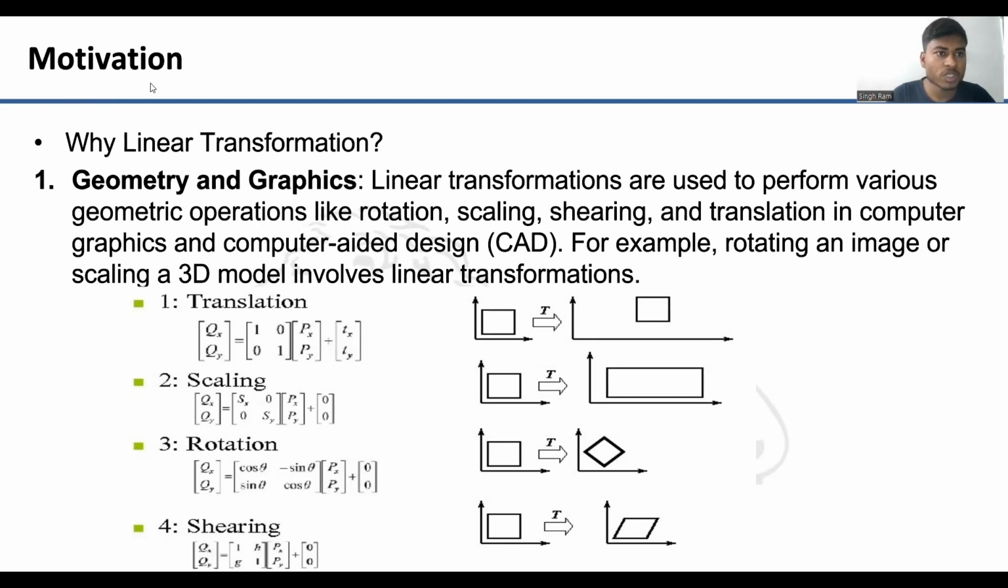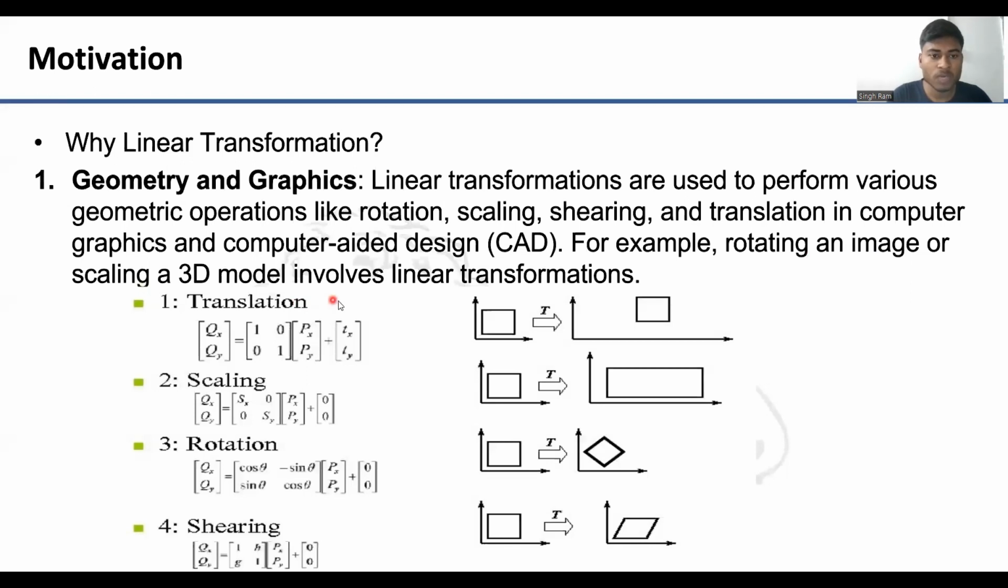Before going ahead, let's motivate ourselves about why we need to study linear transformation. We use linear transformation in daily life, like image rotating and image scaling, or increasing the quality of images. We can understand this better by this line. Geometry and graphics: linear transformations are used to perform various operations like rotation, scaling, shearing, and translation in computer graphics and computer aided design. For example, rotating an image or scaling a 3D model involves linear transformation.